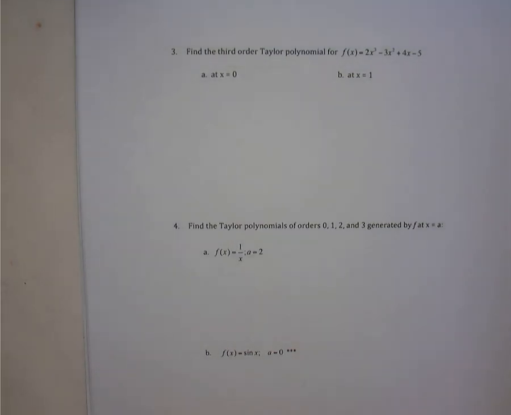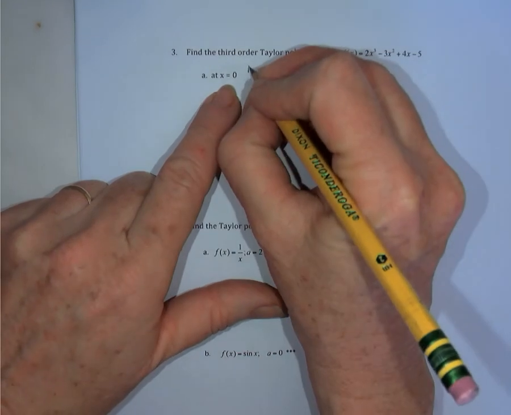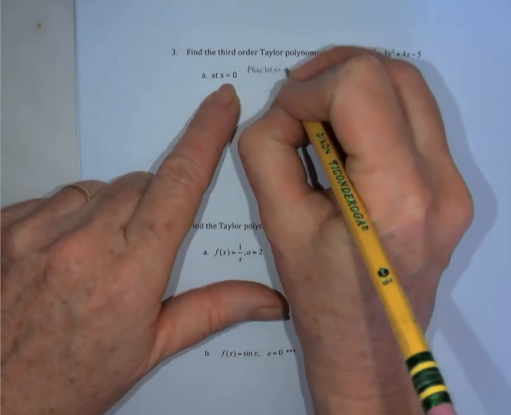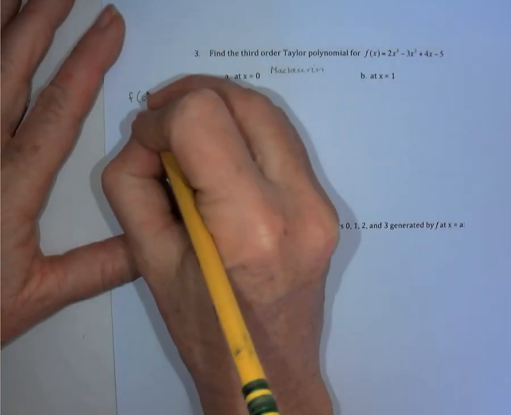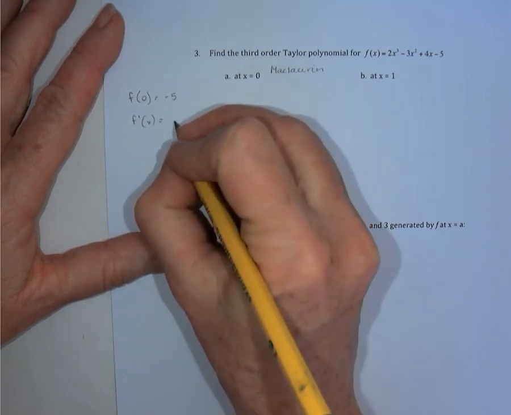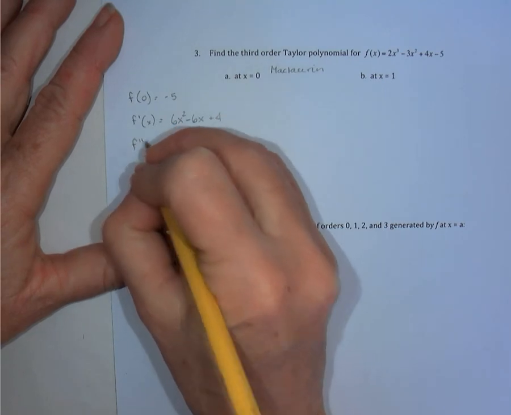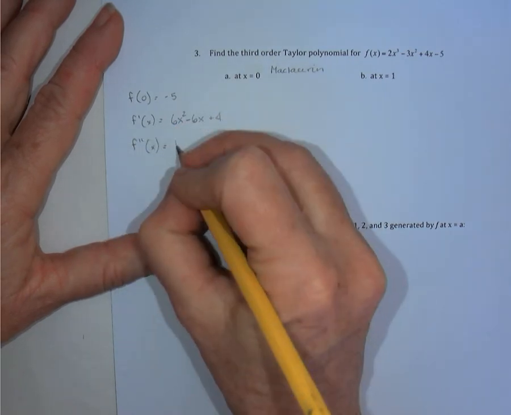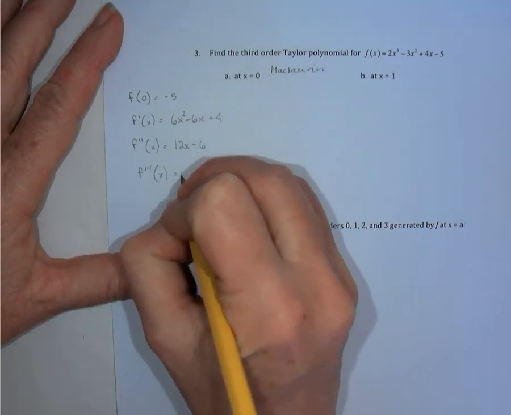Let's talk about page 2 of this worksheet that we did in class on Friday. For 3a, if we're looking for a polynomial at x equal to 0, we also could call this a Maclaurin. So we need to take our derivatives. We need f of 0, which gives us -5. Our first derivative is 6x squared minus 6x plus 4. Our second derivative is 12x minus 6. And our third derivative is 12.